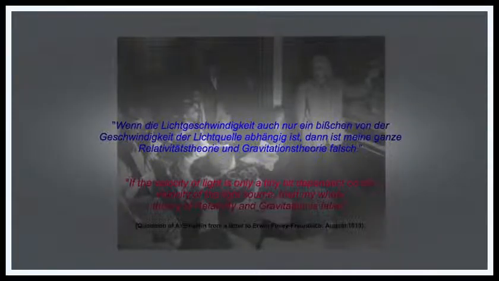Even Einstein said in his own words, quoting Einstein: the velocity of light is not depending on the velocity of the light source, and all my theories are wrong. So I'm quoting him right now. What he said was, "Wenn die Lichtgeschwindigkeit ein bisschen von der Geschwindigkeit der Lichtquelle abhängig ist, dann ist meine ganze Theorie falsch." That's what he said, in his own words, okay? And this is Einstein, okay? This is it. Thank you.